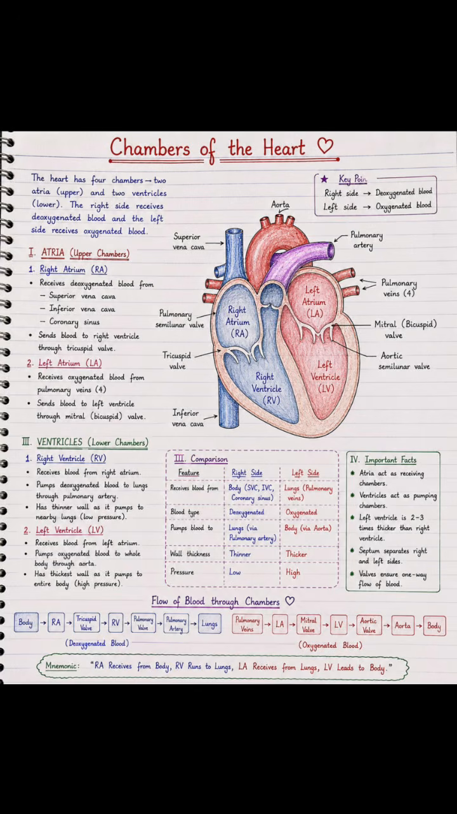From the lungs, oxygenated blood returns through the pulmonary veins to the left atrium. Then, it passes through the mitral valve into the left ventricle. From the left ventricle, blood passes through the aortic valve into the aorta and finally goes to the body.